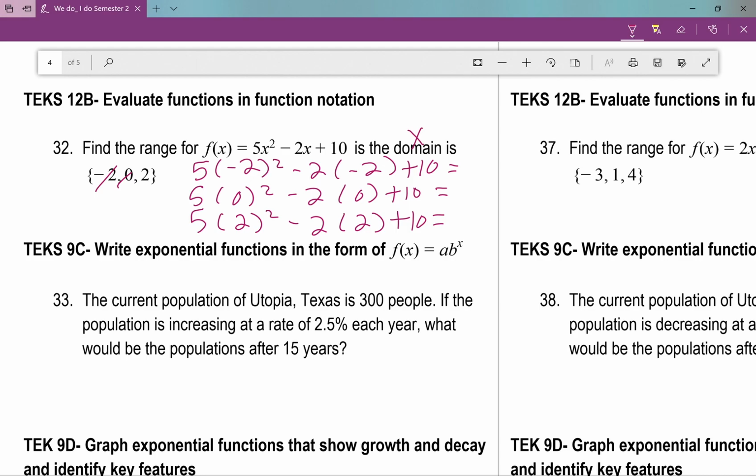So if we type the first one into our calculator, negative 2 squared gives us 4. 4 times 5 is 20. This is 24. 34. That's what you guys should have got. This one you should have got 10. This one you should have got, let's see, this is going to be 20. 20 minus 4 is 16. 16. This is 26. Okay.